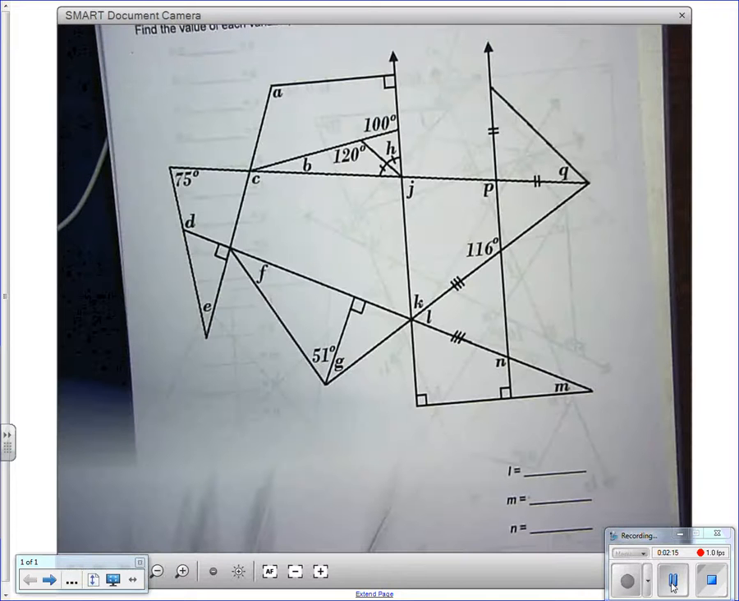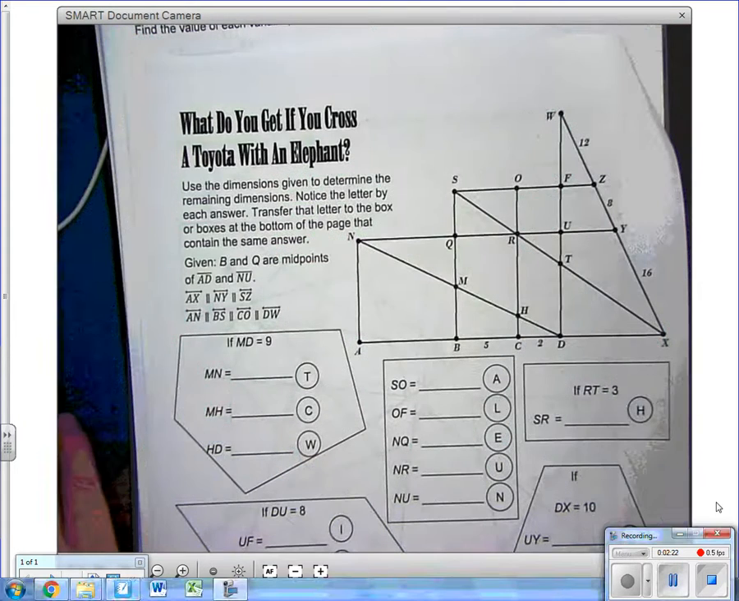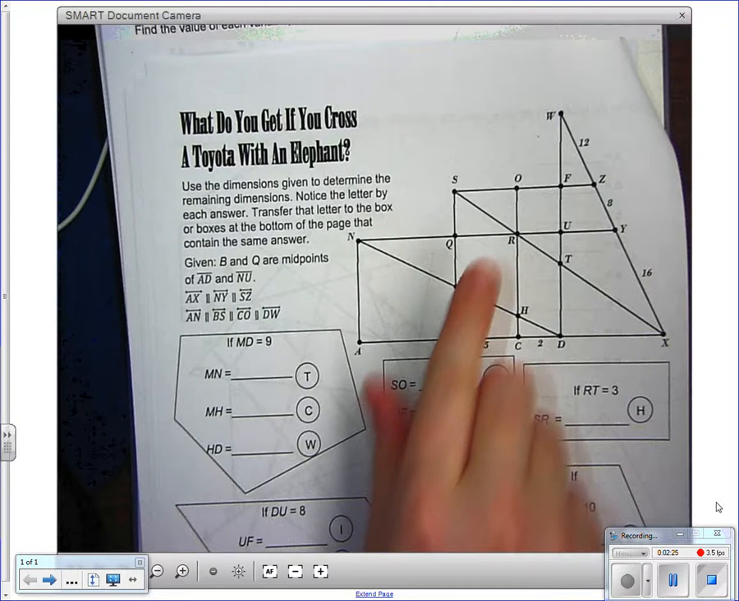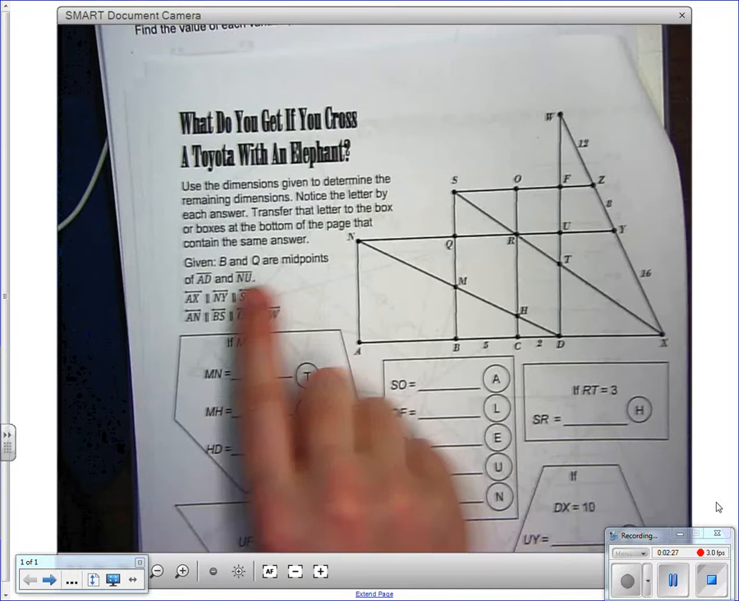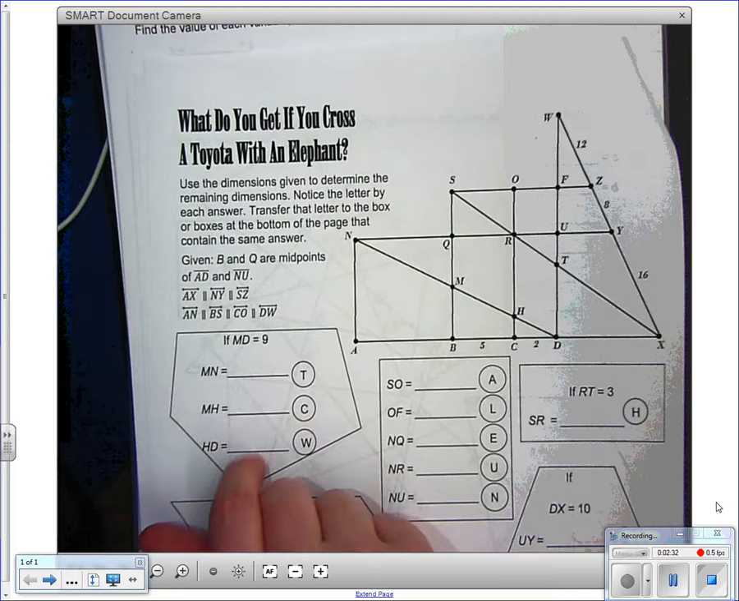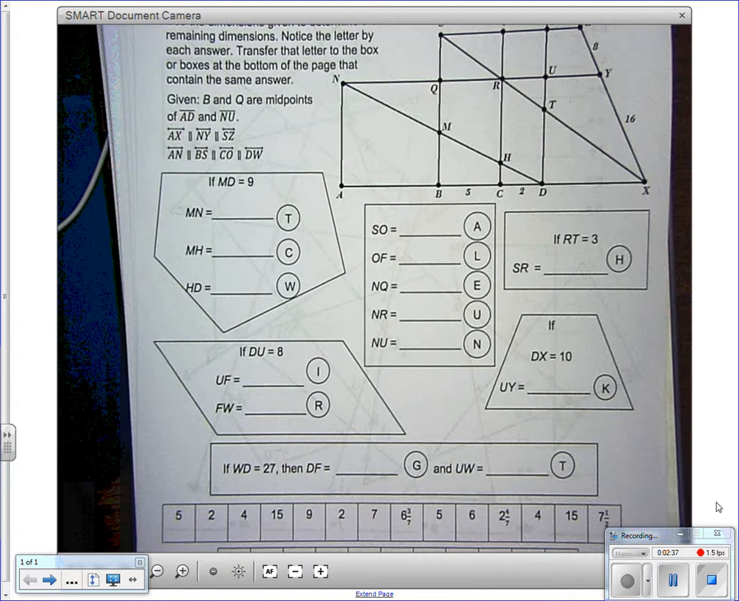Okay, for the next page, it says, what do you get if you cross a Toyota with an elephant? It gives you a picture, and it gives you some information, and then it'll tell you if MD equals none, you've got to find the other pieces that are missing. And so you've got several pieces of information that you've got to find the lengths of the segments to.